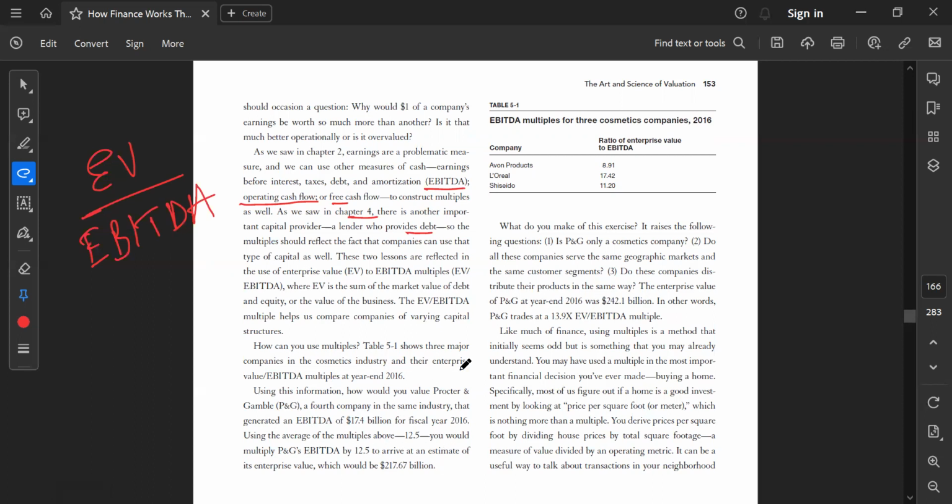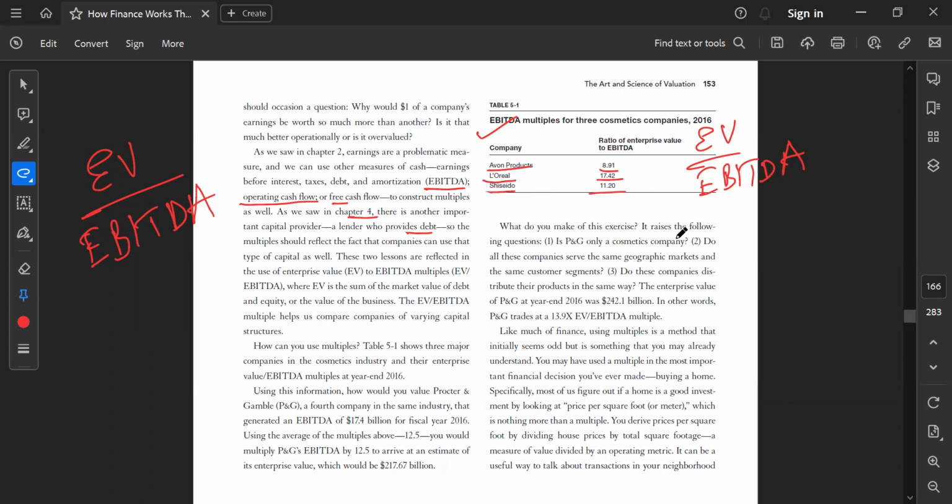Okay. So here you can see that multiples are being used of EV by EBITDA. So as you can see, Avon products have an EV by EBITDA multiple of 8.91. Similarly, L'Oreal has the multiple of 17.42 and Shiseido has 11.2.